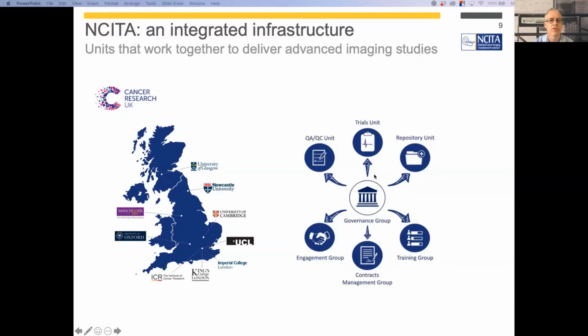So NCTA is built on 3 core units: a QA/QC unit, a trials unit, and an imaging repository unit, which is what I manage. That repository unit uses XNAT to facilitate multi-center trials, and the units are supported by contract management, engagement, and training groups. So, although we operate on a rather smaller scale than exists in the US, we cover many of the same areas as Quinn, IDC, and TCIA, all rolled into one, at the same time as providing the sort of procedural and statistical expertise of a traditional trials unit. So this combination of experience is pretty much unique in the UK.